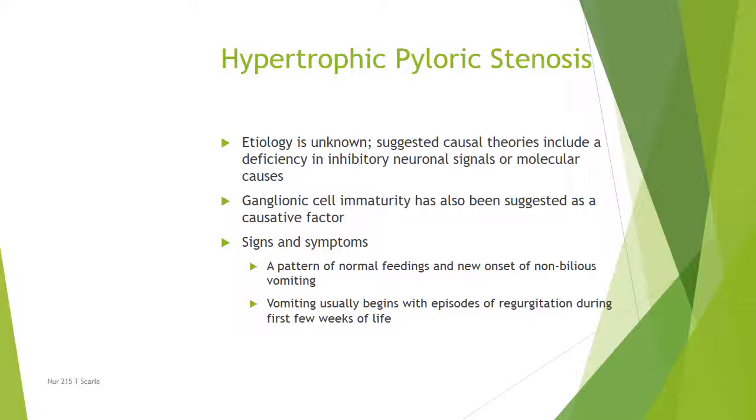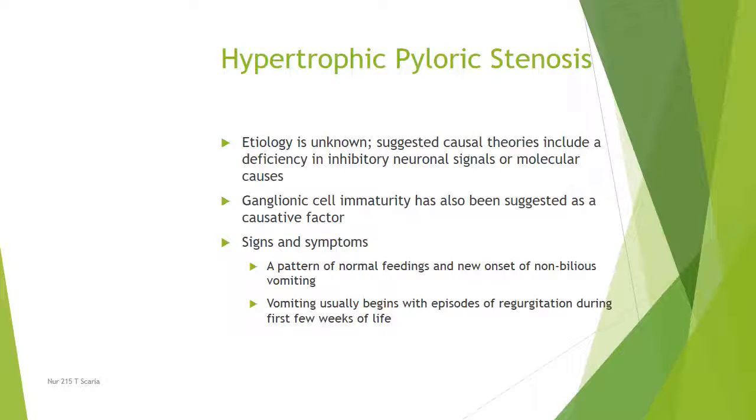Hypertrophic pyloric stenosis. It is an obstruction due to thickening of the circular muscle of the pylorus. The etiology is unknown. Suggested causal theories include a deficiency in inhibitory neuronal signals or molecular causes, and ganglionic cell immaturity has also been suggested as a causative factor. Signs and symptoms include a pattern of normal feeding and new onset of non-bilious vomiting. Remember that. Vomiting usually begins with episodes of regurgitation during the first few weeks of life.